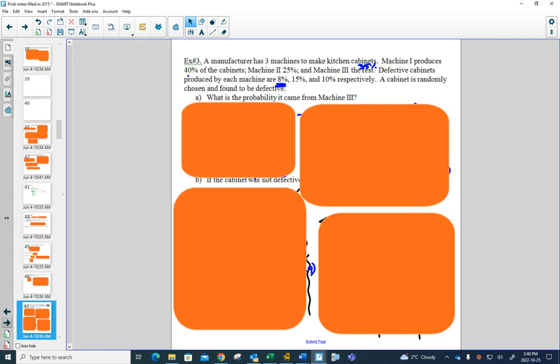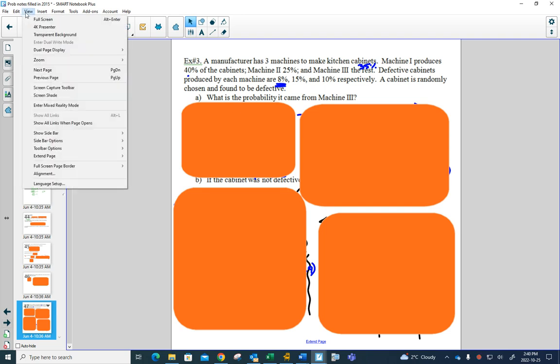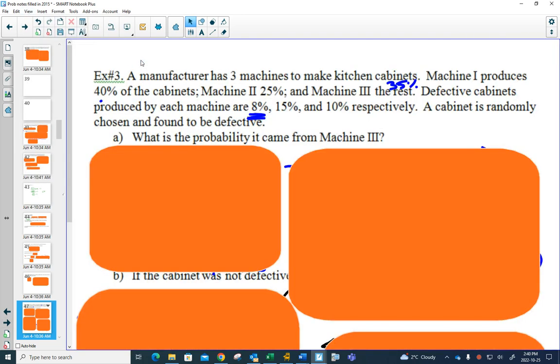Here's an example of one where it is not intuitive how things are going to switch. The manufacturer has 3 machines to make kitchen cabinets. Machine 1 produces 40%. It's their fastest machine, makes the most things. Machine 2 does 25%. And then machine 3 does 35%.